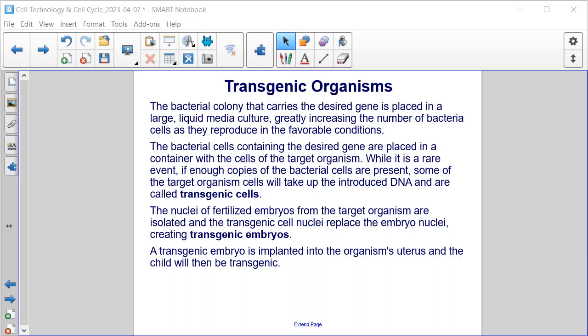The nuclei of fertilized embryos from the target organism are isolated, and the transgenic cell nuclei replace the embryo nuclei, creating transgenic embryos. A transgenic embryo is implanted into the organism's uterus, and the child will then be transgenic.